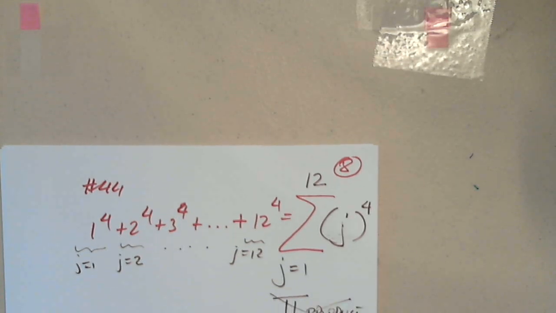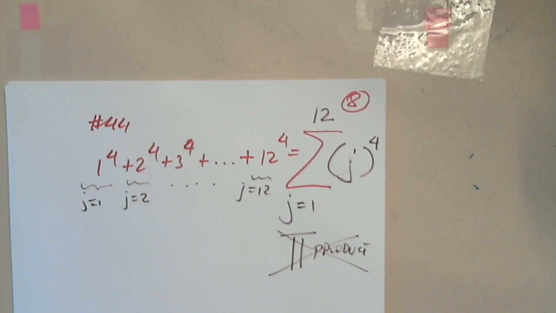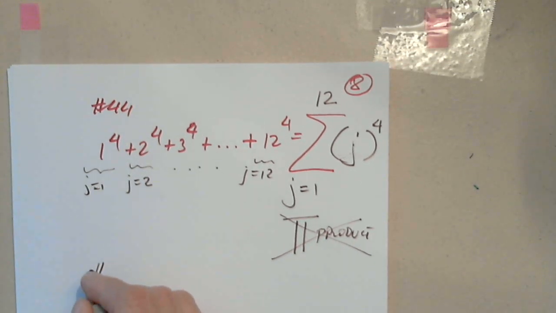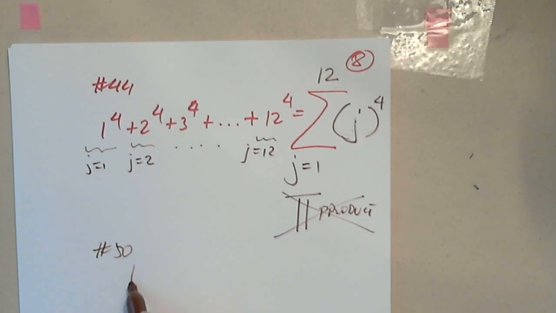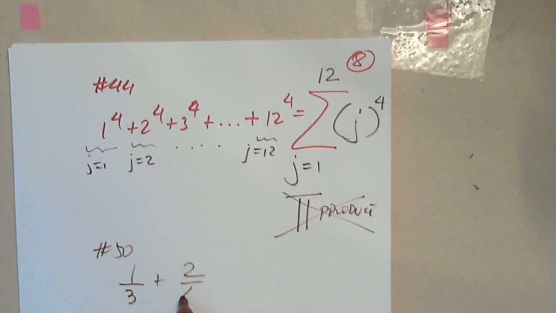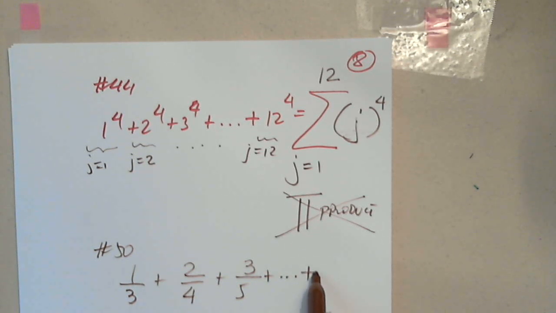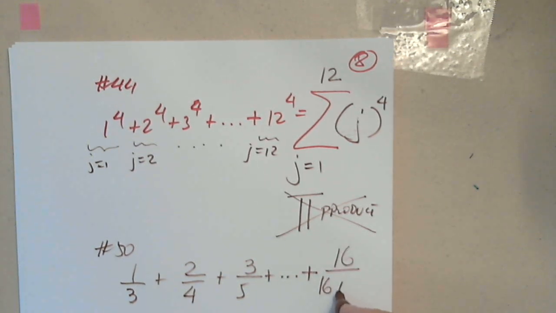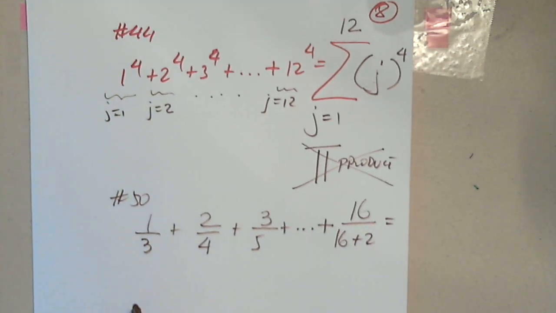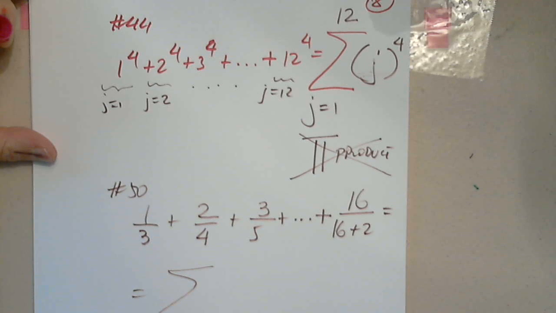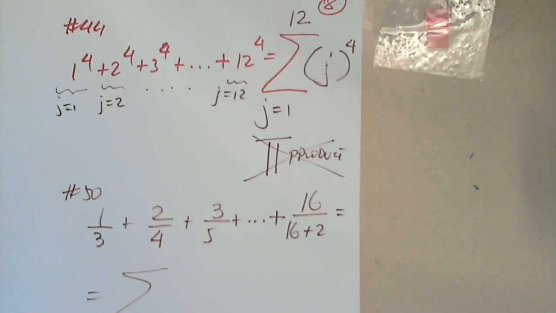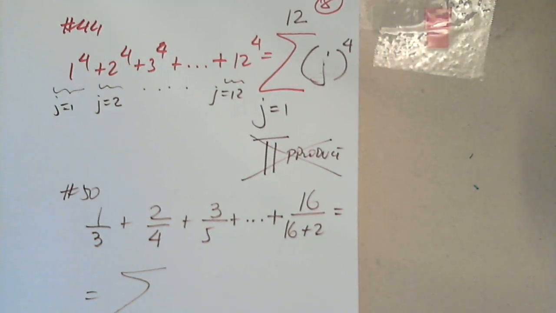Okay, so let's look at 1 over 3 plus 2 over 4 plus 3 over 5 plus dot, dot, dot plus 16 over 16 plus 2. Same thing. They want us to condense all this. Let's use K this time. Doesn't matter. You can use anything you want. You can use B and T and V. It's not important.